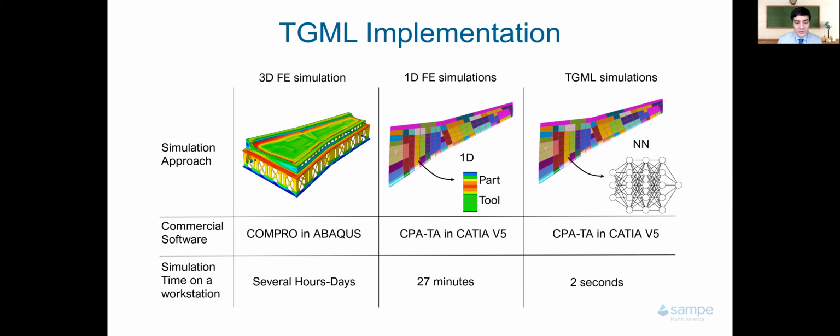You go from 3D simulation, days, hours, to 1D simulation, being smart about the problem you're solving, half an hour, to relying on machine learning models, where you reach 2 seconds speed, real-time FE simulations. And that's a technology that has no parallel at the moment. There is no other way you can replicate that efficiency in the model. And that's one of the biggest appeals of machine learning models, and specifically in this case, theory-guided machine learning.